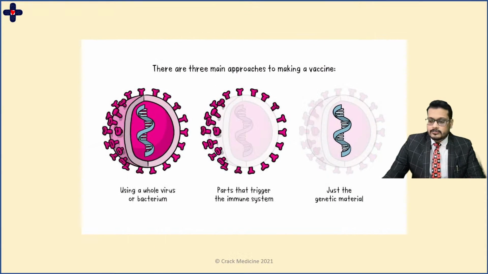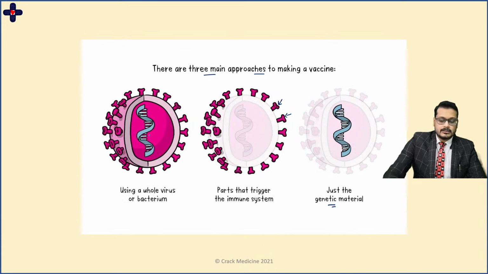Why yellow fever? It's usually given to travelers. When you travel across borders, yellow fever vaccination is mandatory. In that case, it becomes a difficulty when you don't know which one is a live attenuated vaccine. Talking just a little about vaccines, these are the three main approaches to making a vaccine. You can have just the genetic material, or you can take the parts that trigger the immune system, the immunogenic particles, or you can use the whole virus or the bacteria.